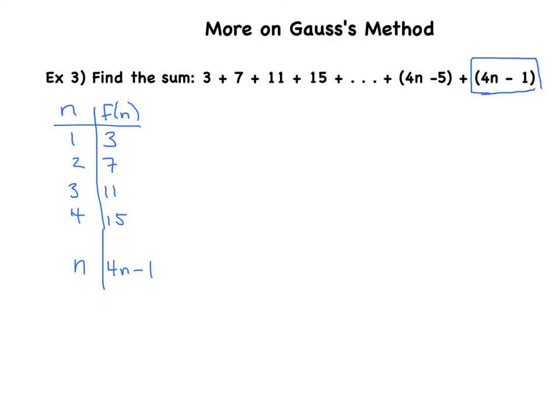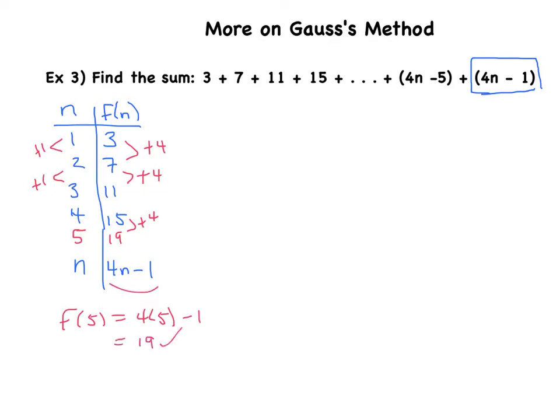Alright, so for instance, the next term, the fifth term, if we just follow the pattern, we know that every time we go up by 1 in the n column, we're going up by 4 in the f of n column. So that means that the fifth term should be 19. And that's exactly what you'll get if you plug in 5. So f of 5 equals 4 times 5 minus 1, which is, of course, 20 minus 1, which is 19. So that expression is working for us.